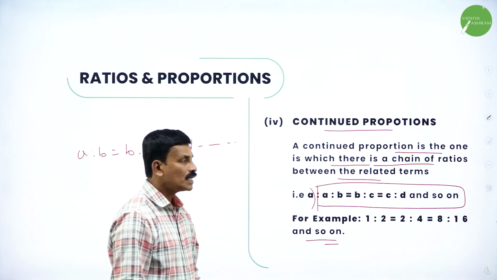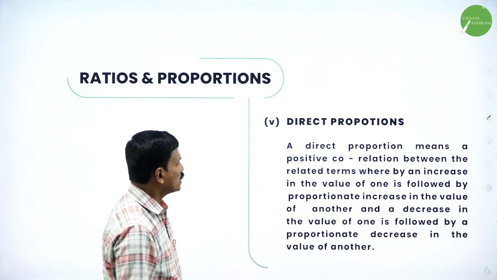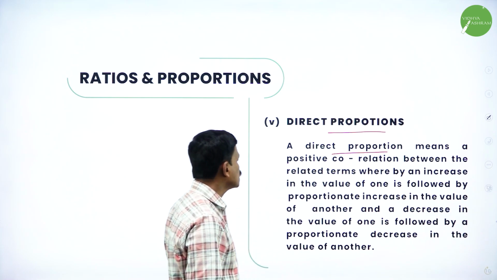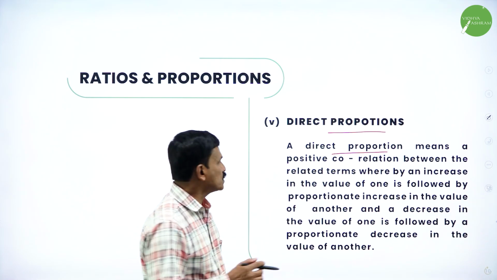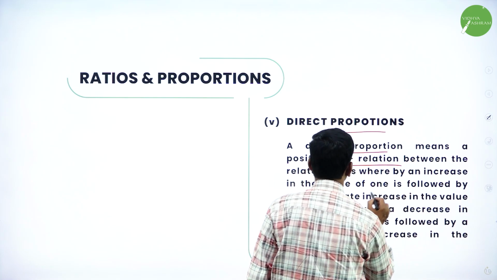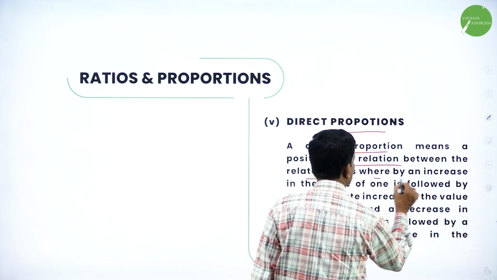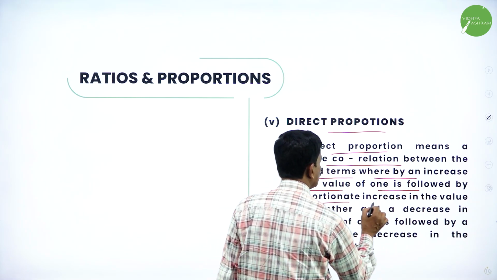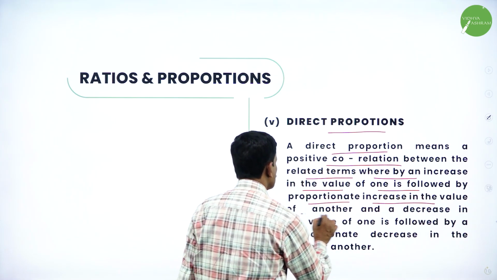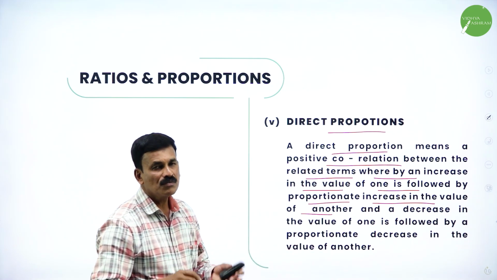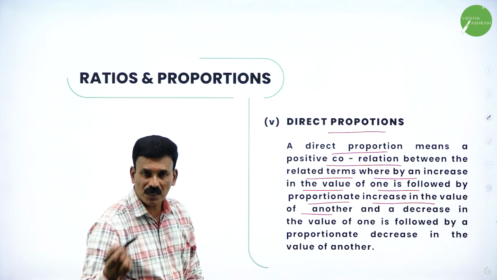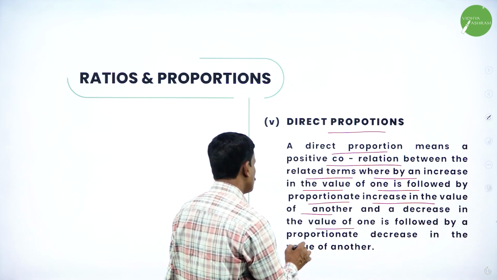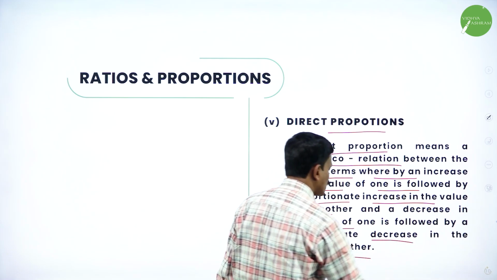Okay. Now the next one, direct proportion. What is direct proportion? A direct proportion means there is a positive correlation between the related terms, whereby an increase in the value of one is followed by a proportionate increase in the value of the other, and a decrease in the value of one is followed by a proportionate decrease in the value of the other.